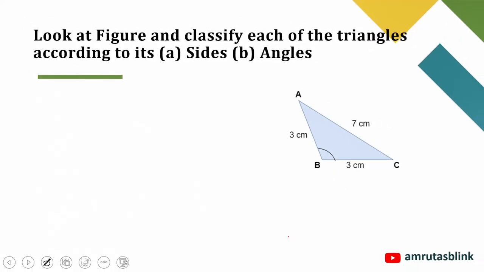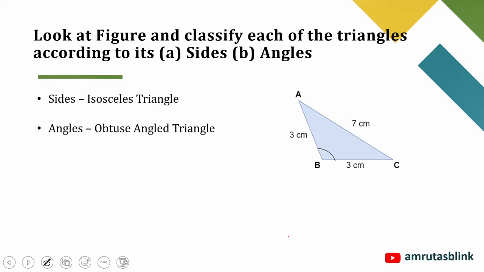In triangle ABC, side AB and side BC are equal to 3 centimeters, hence according to sides it is an isosceles triangle, and angle ABC is an obtuse angle, that's why it is an obtuse angle triangle.